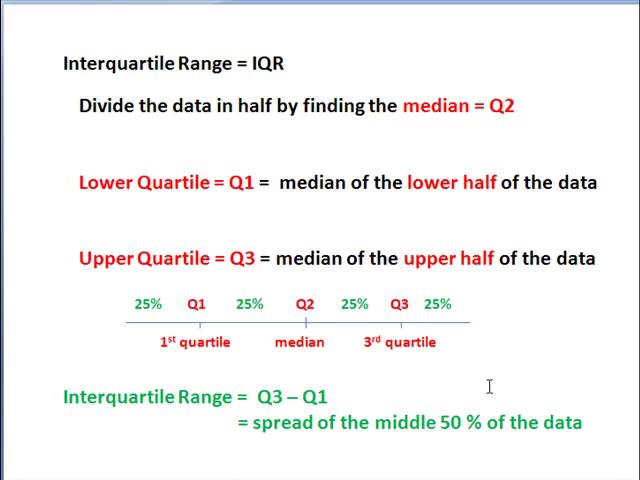We define the interquartile range as the difference between Q3 and Q1. Since Q1 and Q3 mark off the middle 50% of the data, what the interquartile range does is it measures the spread of the middle 50% of the data. So, in so doing, it avoids all outliers and is hence a more reliable measure of spread.